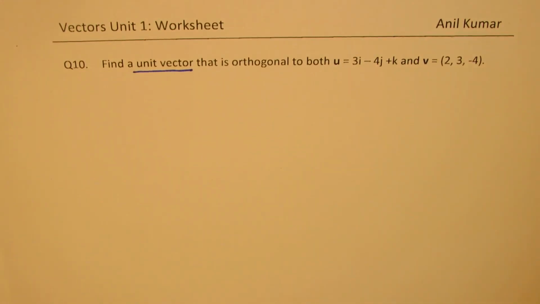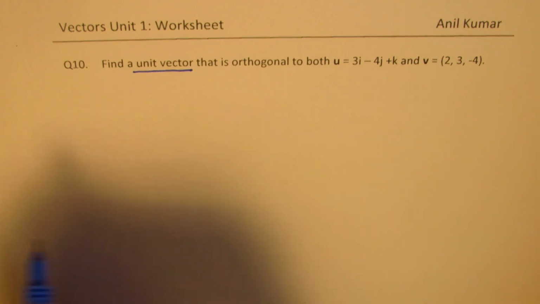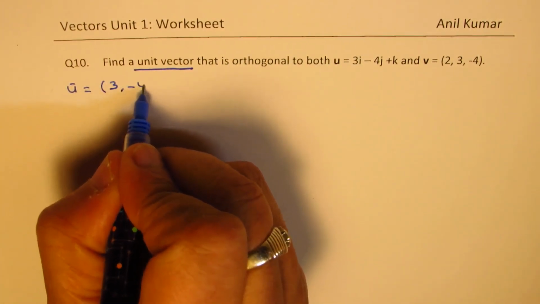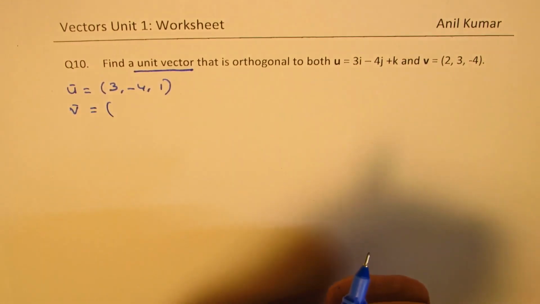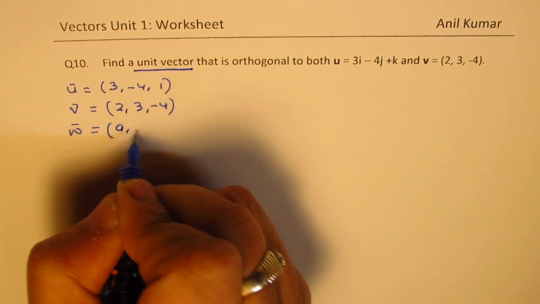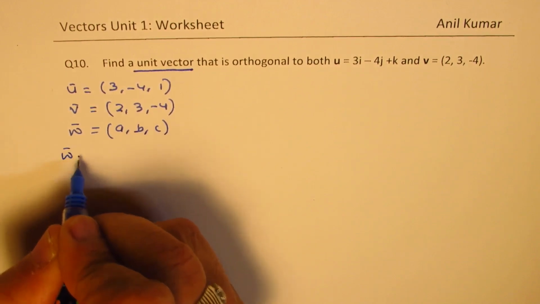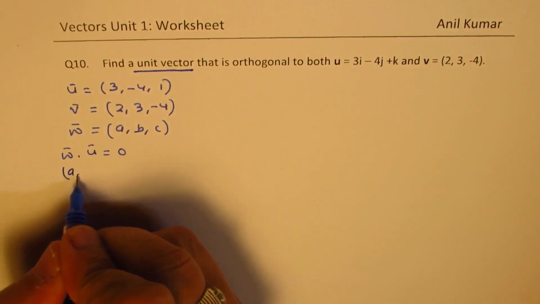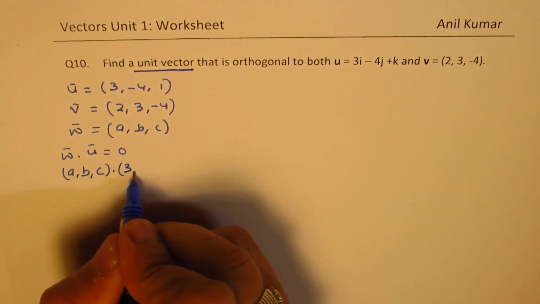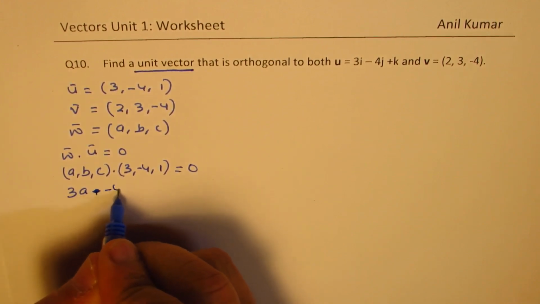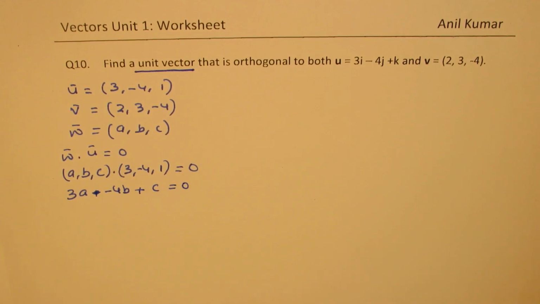So I hope that you have understood the process. Let us repeat the process learned in question number 9 to get the concept once again. We are given two vectors u and v. Vector u, we can write as (3, -4, 1). Vector v is given to us as (2, 3, -4). And we say w is (a, b, c). Now if w is perpendicular to u, then their dot product should be 0. So we do (a, b, c) dot (3, -4, 1) equal to 0, and we get 3a minus 4b plus c equals 0, and that is our equation number 1.